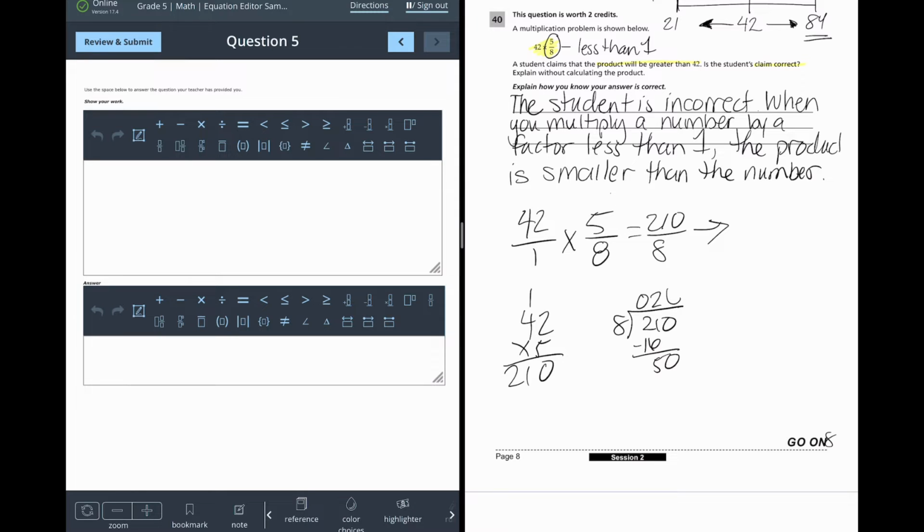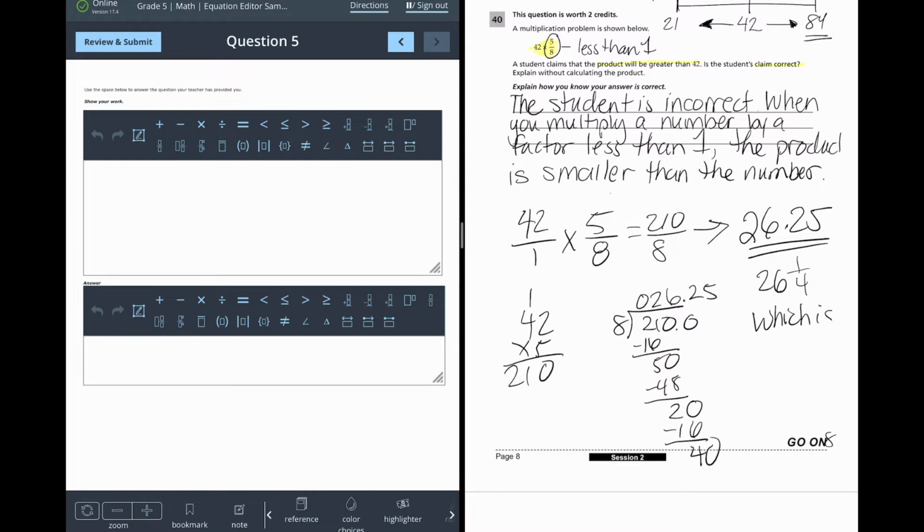8 goes into 21 2 times, that's 16. And 5 left over. So I get my answer 26.25. So when I multiply 42 times 5/8, I get 26.25 or 26 1/4, which is smaller than 42.